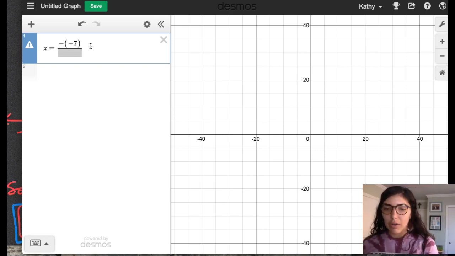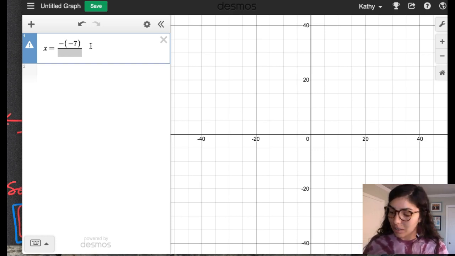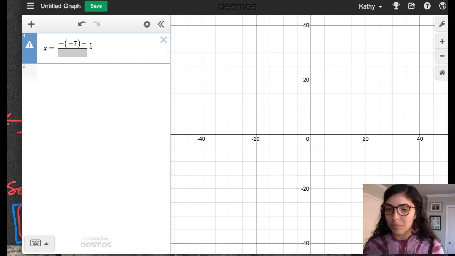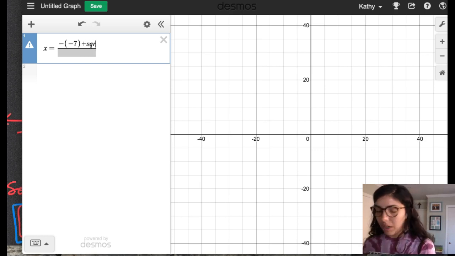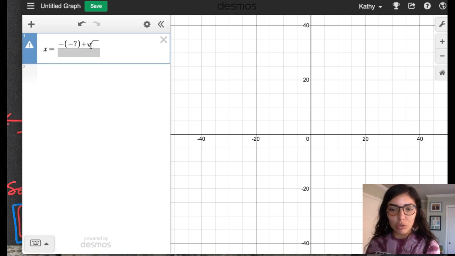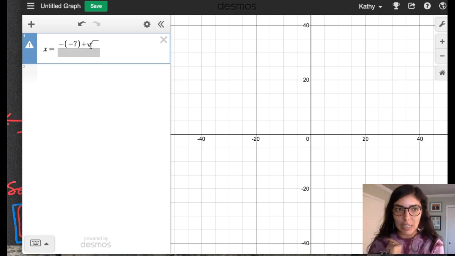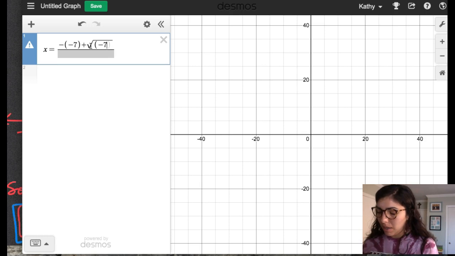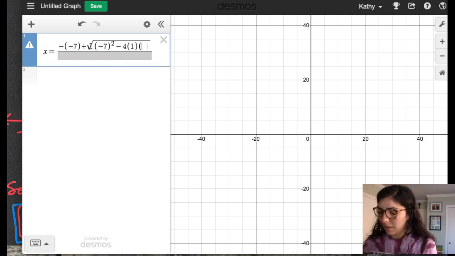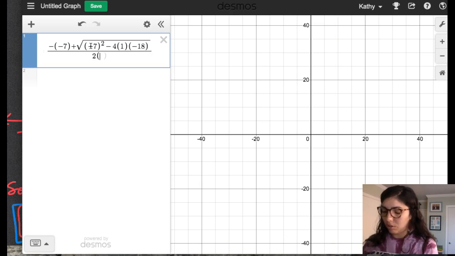-7. Now, there's no plus or minus button, but because it's called a plus or minus, you pick one of them. I'm going to choose plus. Square root you get by typing SQR, and the moment I press T, it will switch to a square root, SQRT. B squared minus 4 times A times C, all of that over 2 times A.